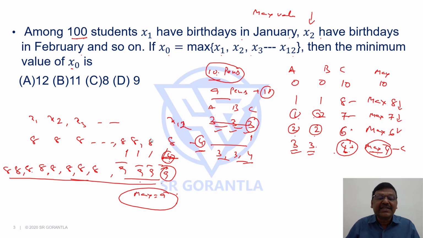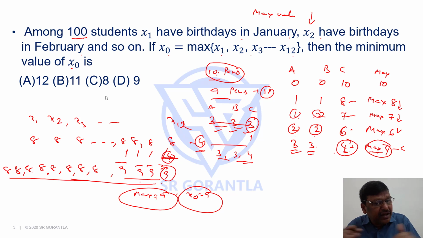Hence X0 is the maximum value. X0 is 9, which is the lowest possible value when you have distributed equally, or as I said, if not equally, close to each other. Hence X0 can be minimum. This 9 is the minimum possible value of the highest number. Hence my answer is choice D.